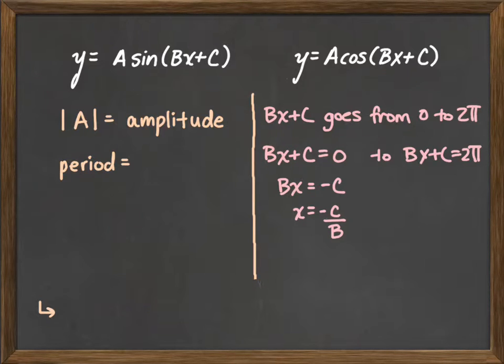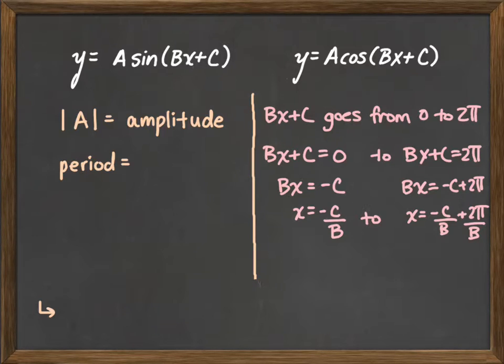And then secondly, we're going to start off by subtracting c again. So negative c plus 2 pi. And then we divide everything by b. So we get x equals negative c over b plus 2 pi over b. So what's happening? The graph of y equals a cosine of bx plus c and the graph of y equals a sine of bx plus c is going to start at negative c over b and it's going to end at negative c over b plus 2 pi over b.